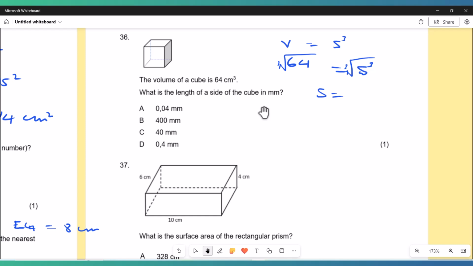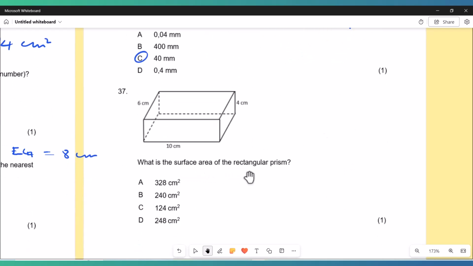Now these are 4 centimeters, but the answer they want is in millimeters, so we multiply by what? Centimeters to millimeters, multiply by 10. So the answer becomes 40, which is C. Hope we are together.